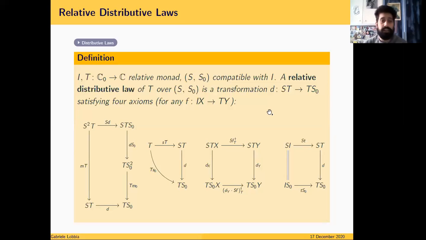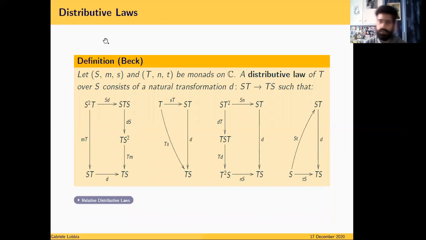Okay, let's finally define relative distributive flow. Let's go back for a second to distributive flows, the normal case. What we had was a natural transformation ST to TS. So we'll need something similar, but we need to be careful: we can precompose T with S naught, but we have to postcompose T with S. Then we want to replicate these four axioms. Two of them would be basically the same, but T doesn't have a multiplication, so we will need to find a new axiom for this one.